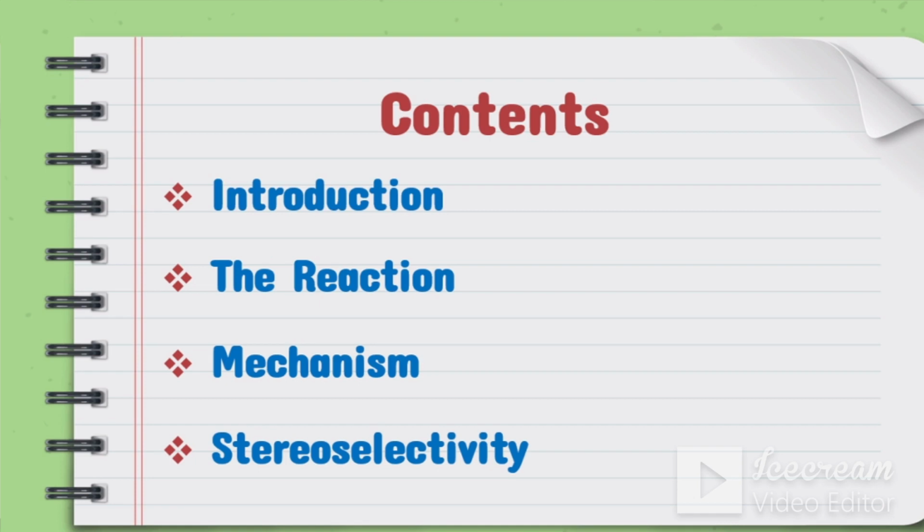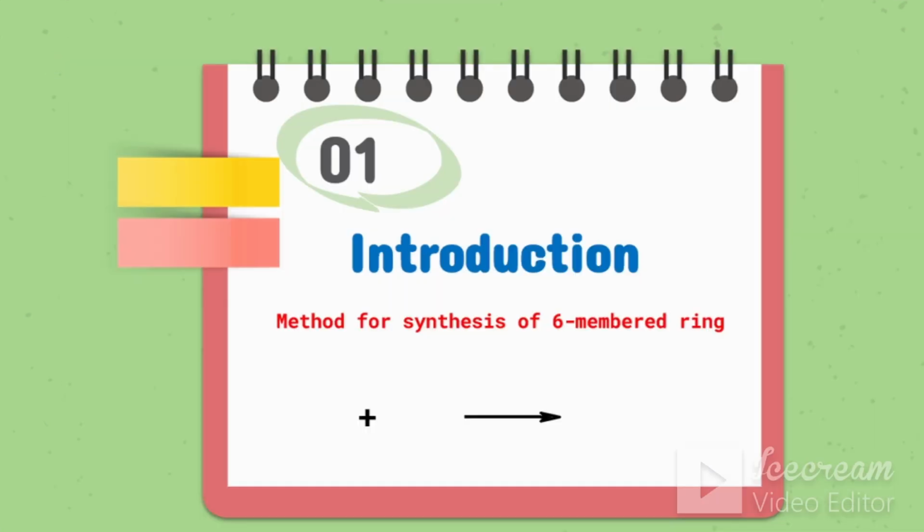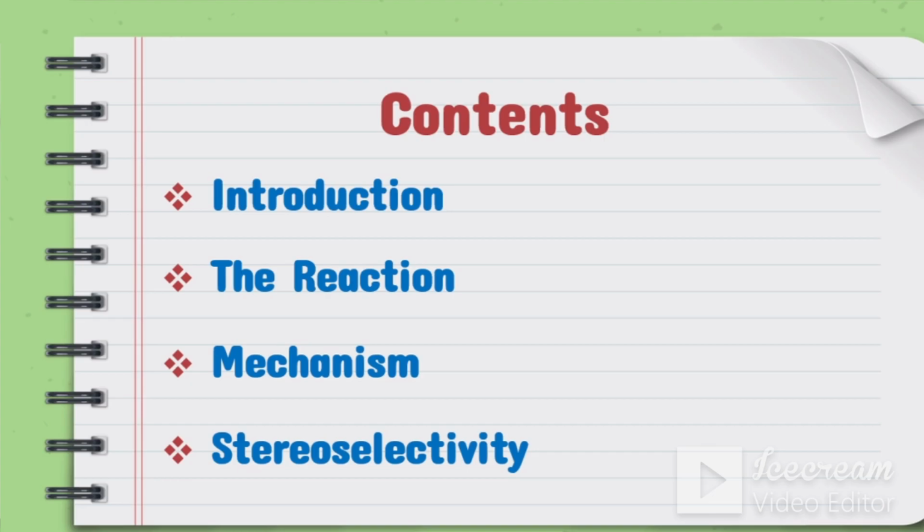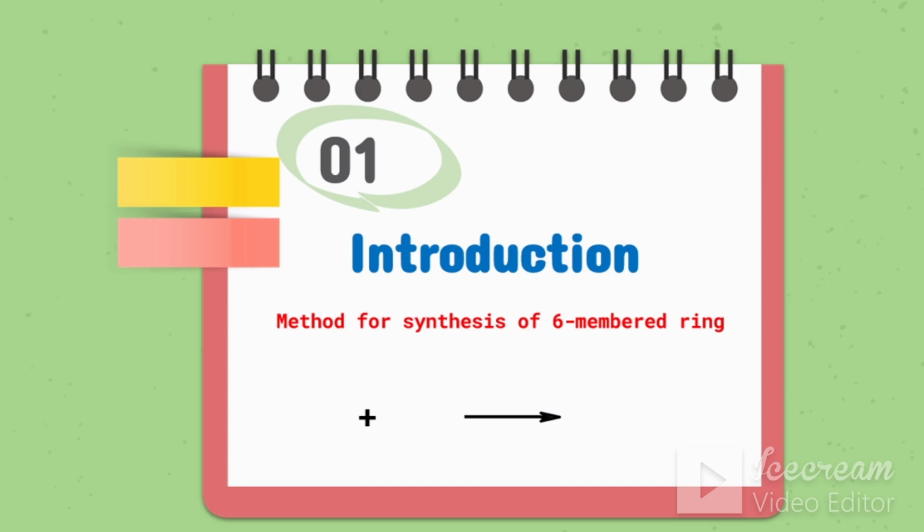Content: introduction, reaction, mechanism, stereoselectivity. First part, introduction. What is the Diels-Alder reaction? The reaction between a conjugated diene and an alkene to produce a cyclohexene compound is called the Diels-Alder reaction. This reaction is used for the synthesis of six-membered rings.